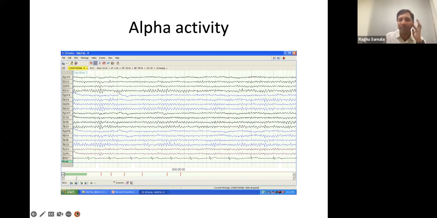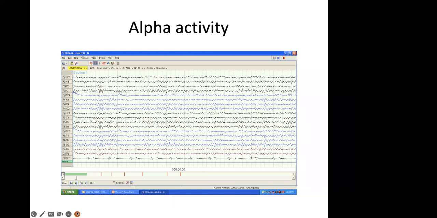In this slide, you are seeing random waves. Don't think about the channels or the montages and those things. First, try to identify the waves. So in this one, randomly. The slide is not okay. Alpha activity. Okay.